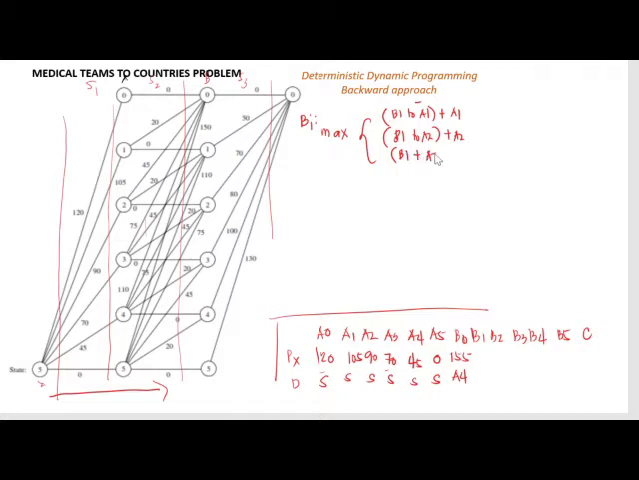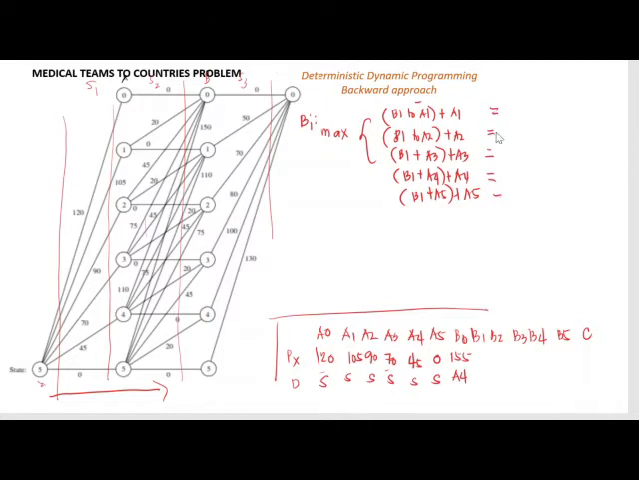B1 plus A3 plus A3. B1 plus A4 plus A4. And B1 plus A5 plus A5. Okay? So, getting the values for that.